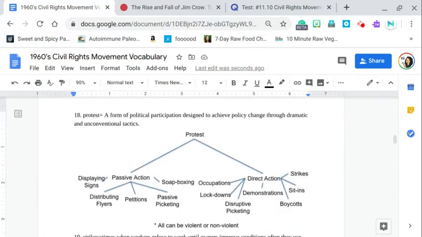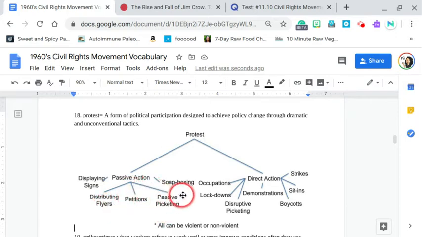Okay, so I want to talk about how they protested. There are many ways to protest. Writing a letter is a form of protest. Voting is a form of protest. Anything where you say, no, this is not right. Here we have passive forms: you could display signs, have flowers, flyers, petitions. You could picket.